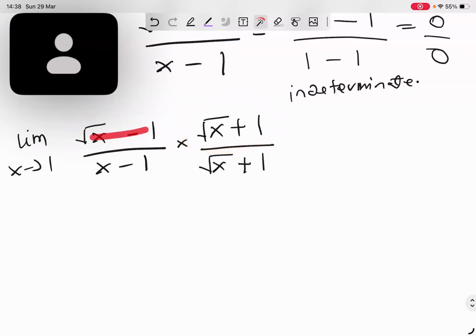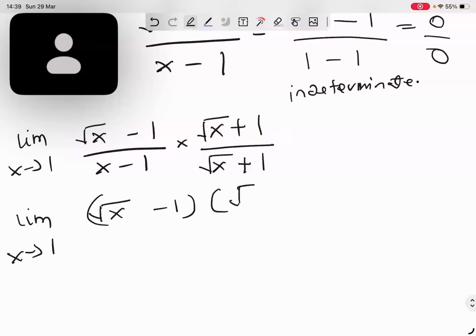Since we are multiplying this surd here by something which was not there, after doing this creation, we also need to destroy it. That is how come I have both top and bottom. I have one fraction multiplying another fraction. Therefore, we multiply the tops divided by multiply the bottoms. So this is the limit as x approaches 1 of square root of x minus 1 times square root of x plus 1 divided by x minus 1 times square root of x plus 1.